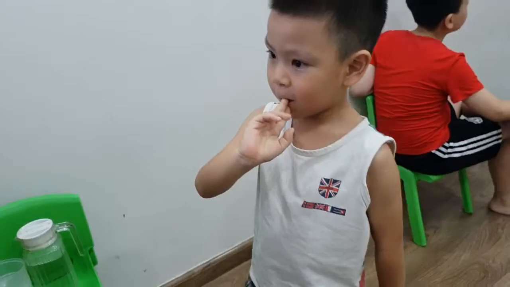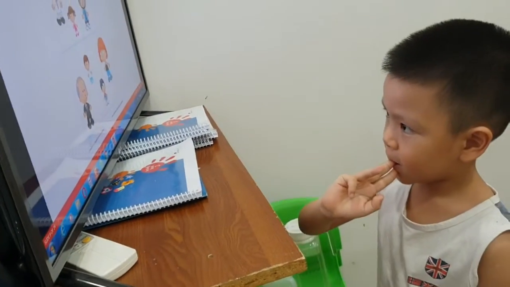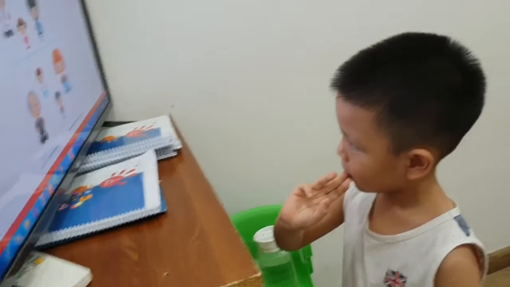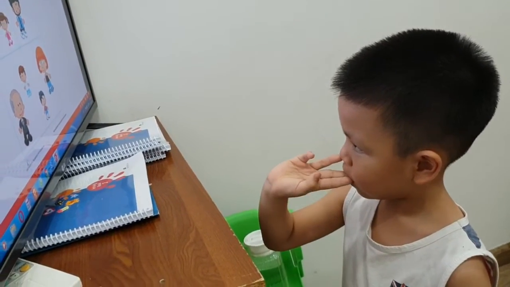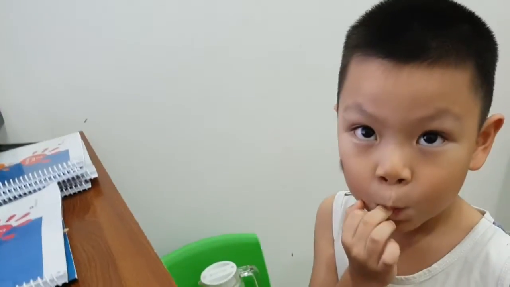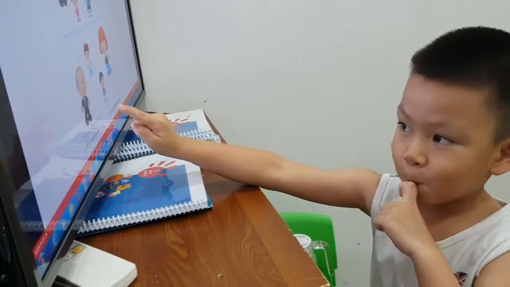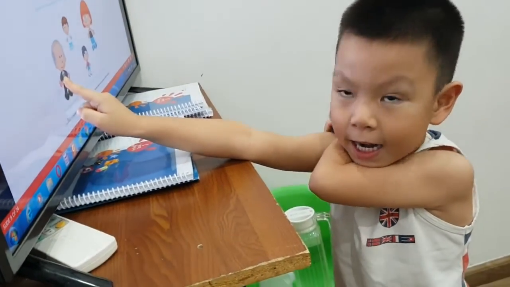Ming, come on. Stand closer. Now, who is bigger? Who is bigger? Who? This one or this one? Who is bigger? Say, this one. Good job.